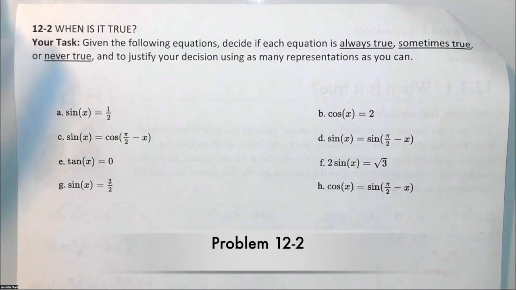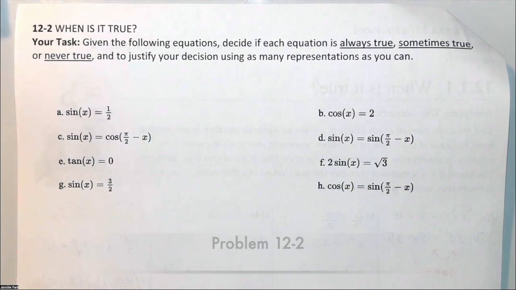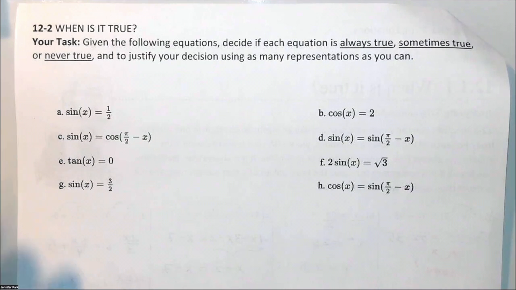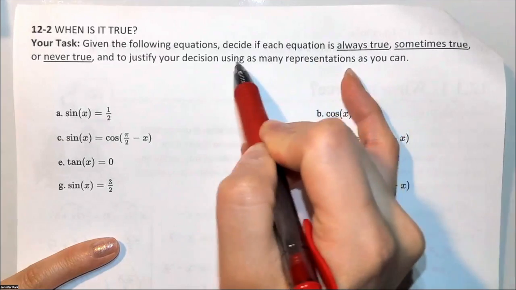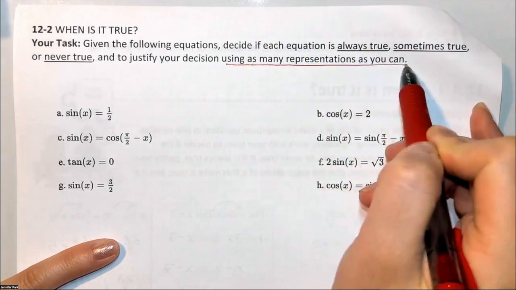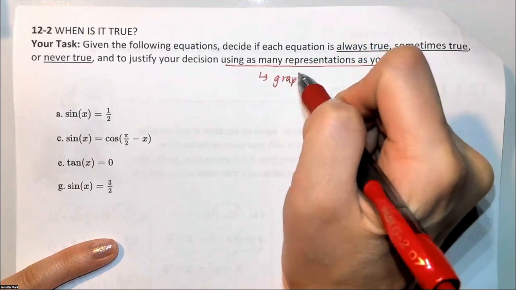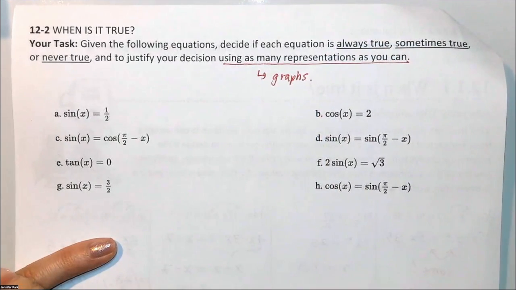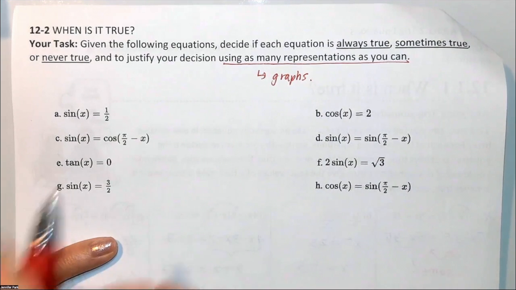So then in 12-2, now you're given equations with trigonometry like sine, cosine, or even tangent. You could be given a tangent. So then for these equations, we're going to have to decide whether this is always, sometimes, or never true. And it says you can justify with as many representations as you can, meaning you can actually use graphs to determine whether it is always, sometimes, or never true. So let's look at an example.